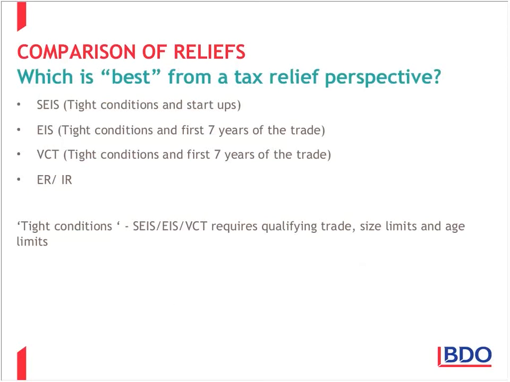So which is best then, if you like, from a tax perspective? Well, CDIS with its 50% upfront income tax relief and CGT exemption is the best, but clearly it comes with tight conditions and it has to be a startup, high-risk business. EIS I've put as second best because it's got a 30% income tax relief and deferral relief available as well. VCT I've put in third place because it doesn't get the deferral relief or the inheritance tax relief, but it does have tax-free dividends, so it depends on circumstances really. And ER and IR are neck and neck in terms of tax relief, both having no upfront relief but a 10% CGT rate.